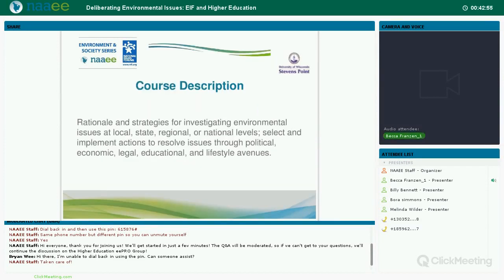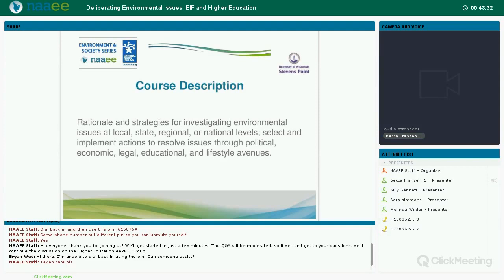To give you a sense of what the course is, it's more focused. Sometimes people think that it's going to be really learning about environmental issues, the first two words in the title, but really it's focused on the last three: investigating and taking action. So considering what are potential actions that the students in the class can actually take on real environmental issues, looking at that through the political lens, what kind of economic actions might they take, legal, educational, or potential lifestyle actions that they could take.